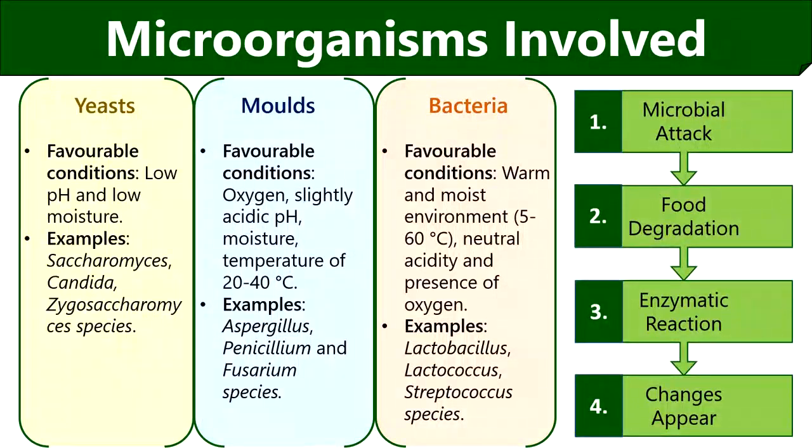Now let us summarize the steps of how microbial growth leads to food decomposition. First, microbes attack the food at favorable conditions, then they degrade the food material by utilizing the nutrients available in the food. After that, enzymatic reactions occur between the microbial enzymes and the food chemical components, and this results in some chemical changes. Finally, we can observe the changes in the food material in the form of changes in color, appearance, texture, etc.